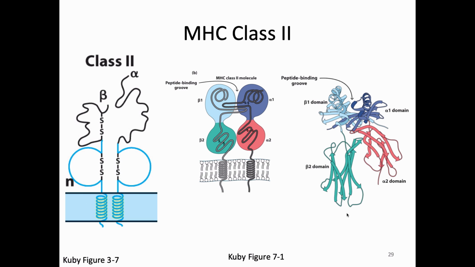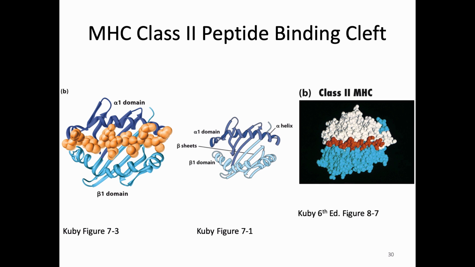We can see some big differences in the Class I binding cleft compared to the Class II binding cleft. Here you can see the Class II binding cleft. The important thing about the Class II binding cleft is that our 2 alpha helices do not come together as tightly at the end. And so we talk about Class II as having a binding cleft with open ends.